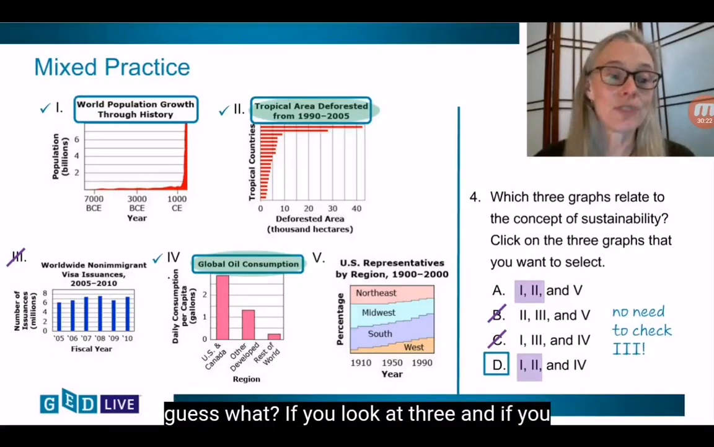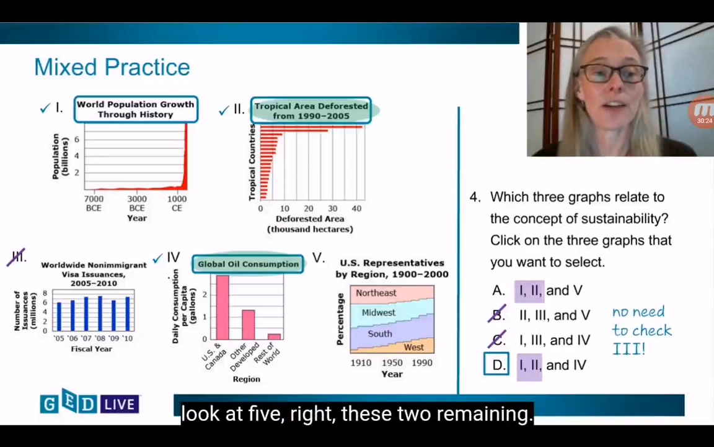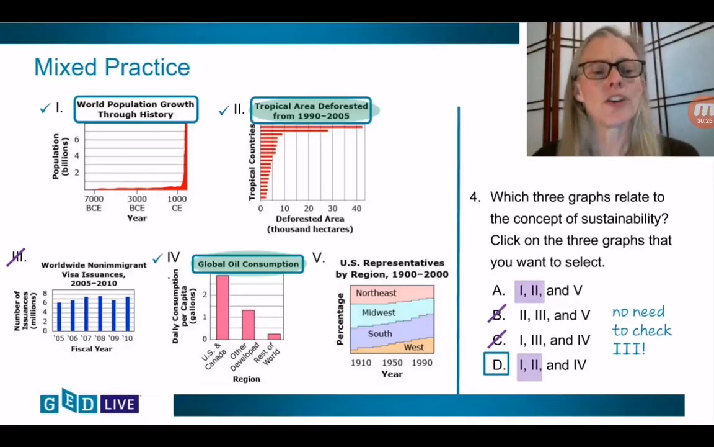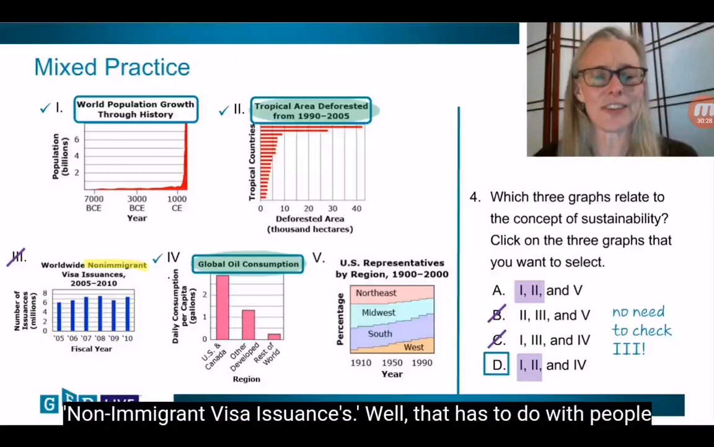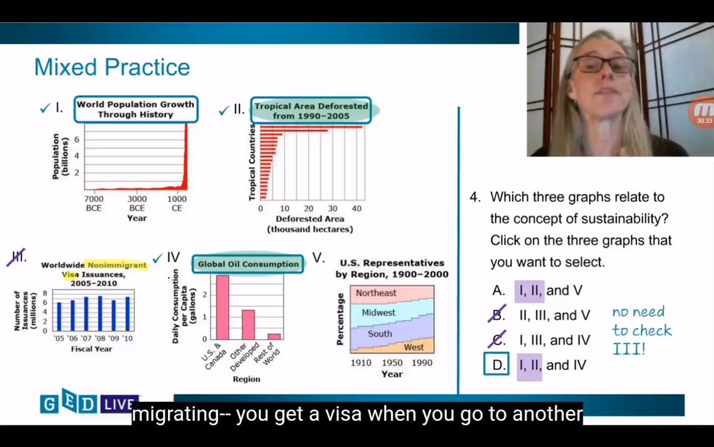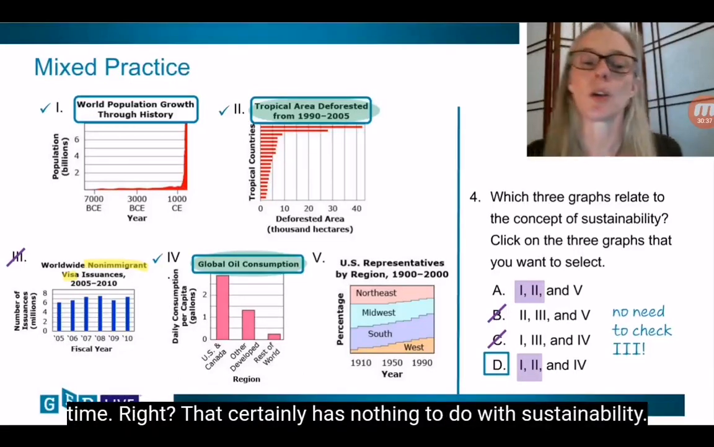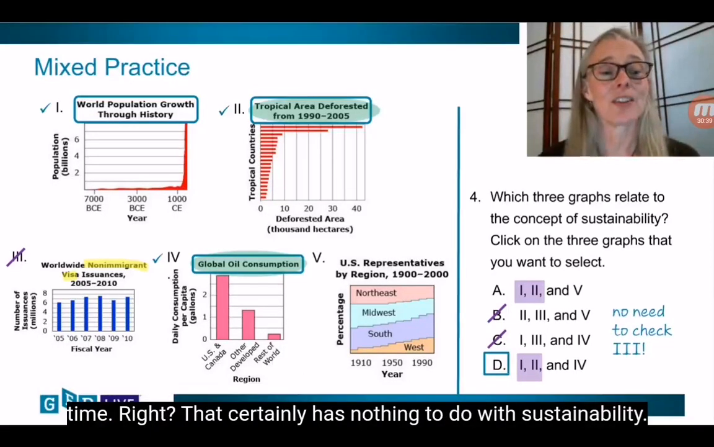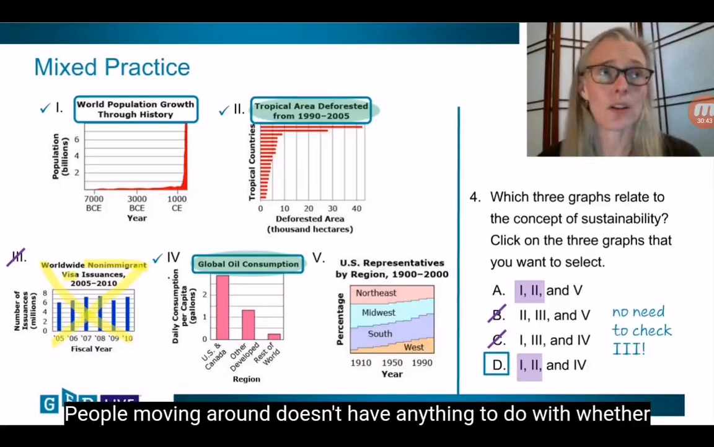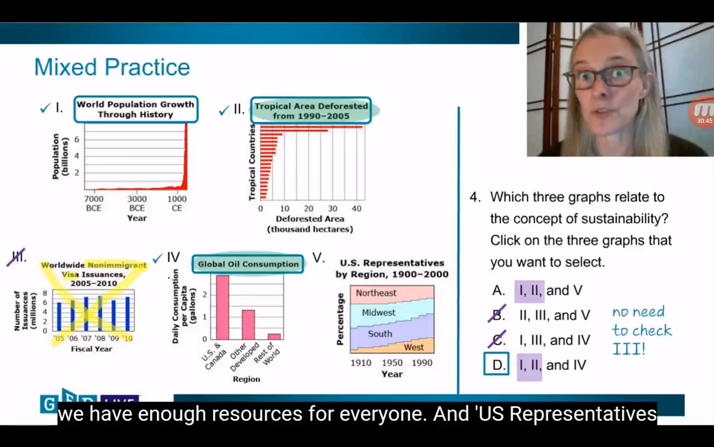Well, guess what? If you look at 3 and if you look at 5, these 2 remaining, non-immigrant visa issuances, well, that has to do with people migrating across, right? You get a visa when you go to another country and you're going to be there for some period of time, right? That certainly has nothing to do with sustainability. It's just people moving around. Doesn't have anything to do with whether we have enough resources for everyone.